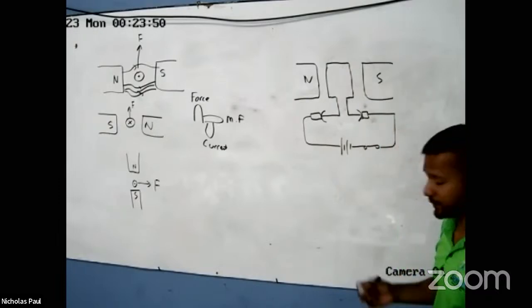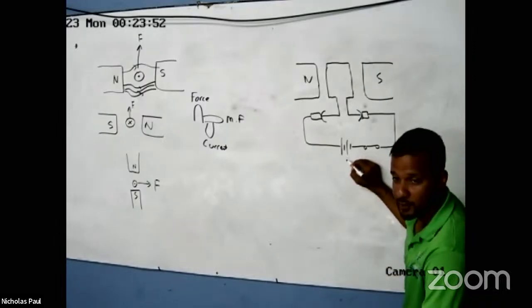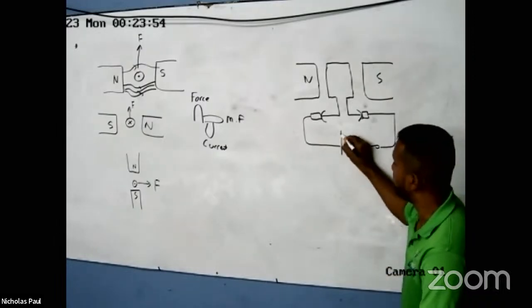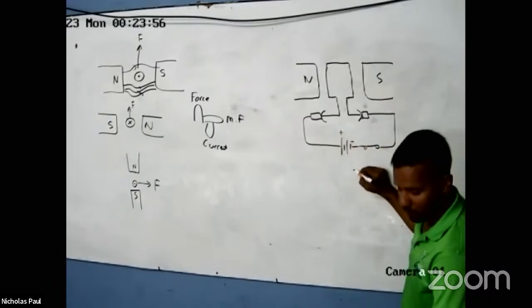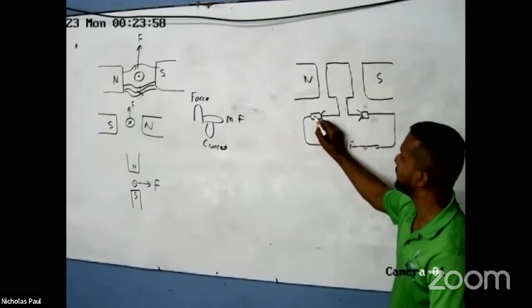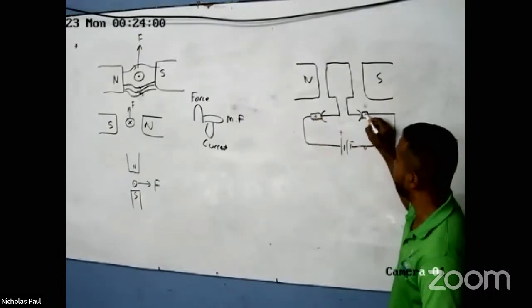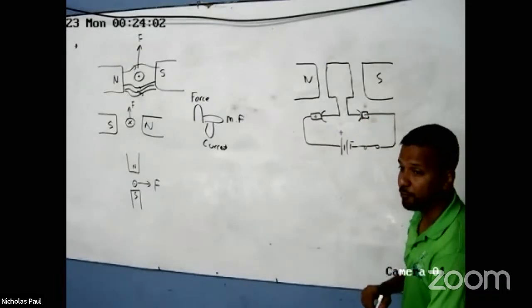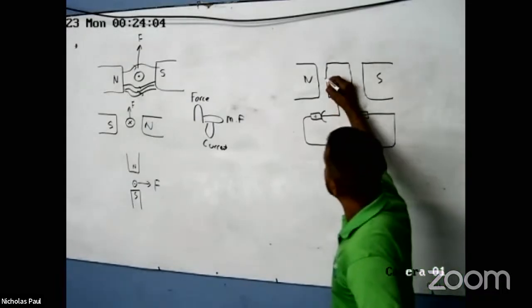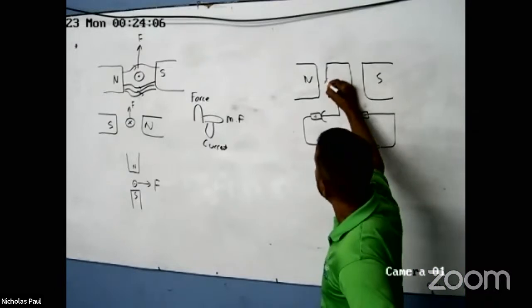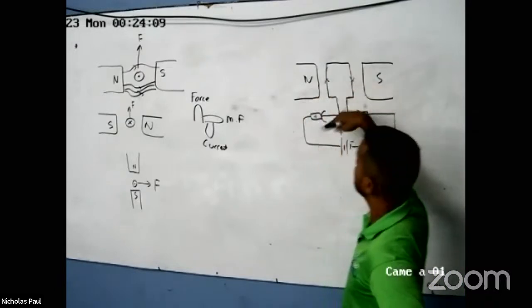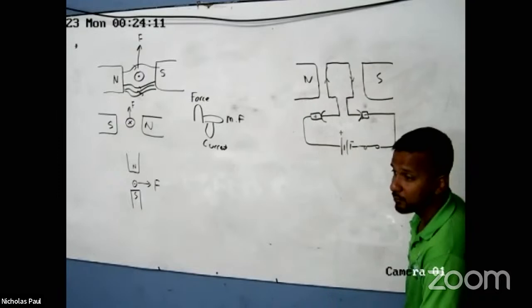First thing first. We have to figure out current direction. Positive terminal, negative terminal. So here is positive. So current flowing how? Current flowing up, down, right? That's clockwise.